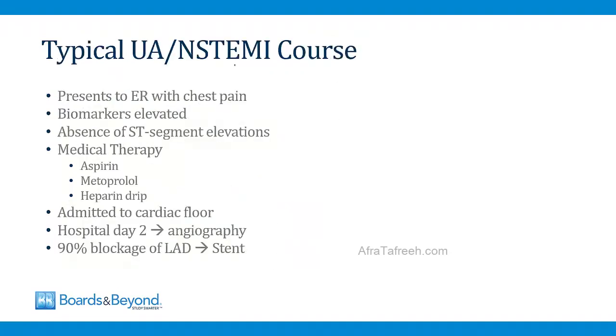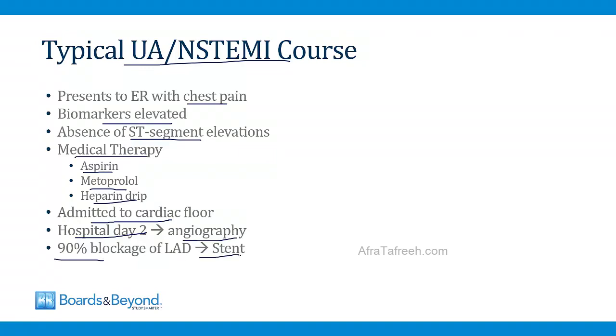So here's a typical course of a patient with unstable angina or NSTEMI. The patient presents to the ER with chest pain. The biomarkers are elevated. There are no ST segment elevations on the EKG, so this is not a STEMI. Medical therapy is initiated with aspirin and metoprolol and a heparin drip. The patient is admitted to a cardiac floor. On hospital day number 2, an angiogram is performed. A 90% blockage of an LAD is identified and a stent is placed.